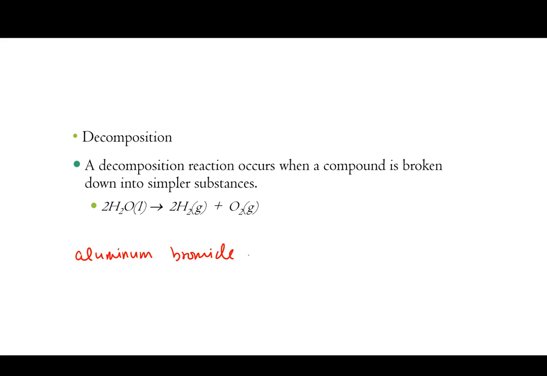So if we were doing aluminum bromide decomposes, you're going to write the formula for aluminum bromide. Aluminum's a +3. Bromine's a -1. So AlBr3. Decomposes, we're just going to split it into aluminum and bromine.